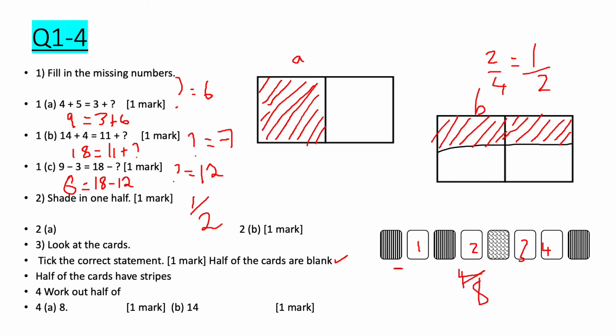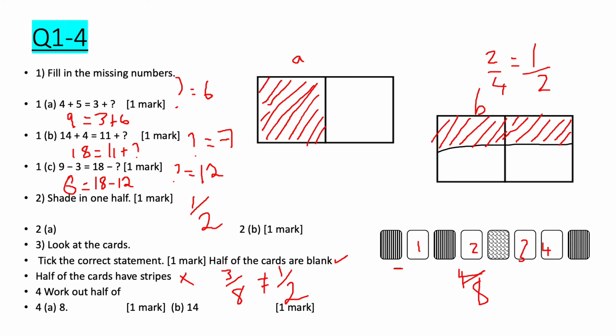Half of the cards have stripes. Well, I've got 1, 2, 3. 3 out of 8. 3 out of 8 does not equal 1/2. Therefore, the second statement is incorrect, guys. So it's ticking the first statement only.